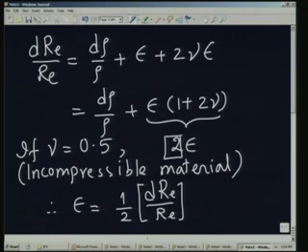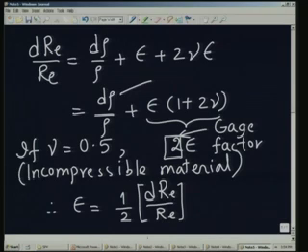So, epsilon is equal to half of dRe by Re. So, this factor 2 is also referred to as the gauge factor, and for an incompressible material, the gauge factor happens to be equal to 2. Of course, I have not looked at the d rho by rho yet. D rho by rho, this quantity can be due to changes in pressure or temperature.